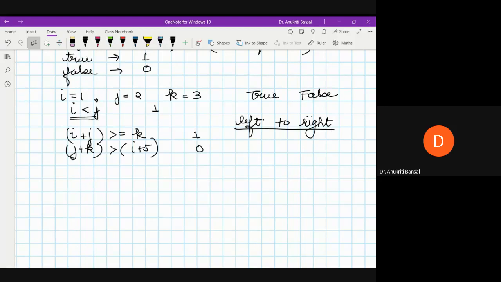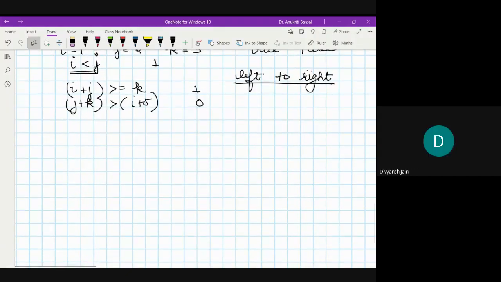And what was our rule? In general, any non-zero value is considered true or false? True.